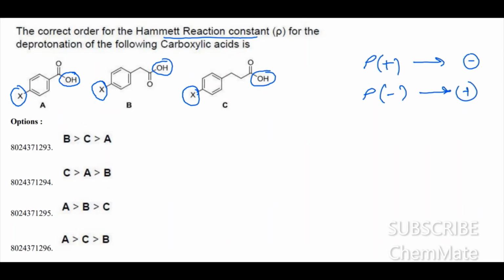So here, when the OH group departs, the carboxylate anion will be formed, that is, the reaction center will develop a negative charge, that means rho will have a positive value, and A will have the highest rho value, and then B and then C. So the order will be A greater than B greater than C. This is the correct option.